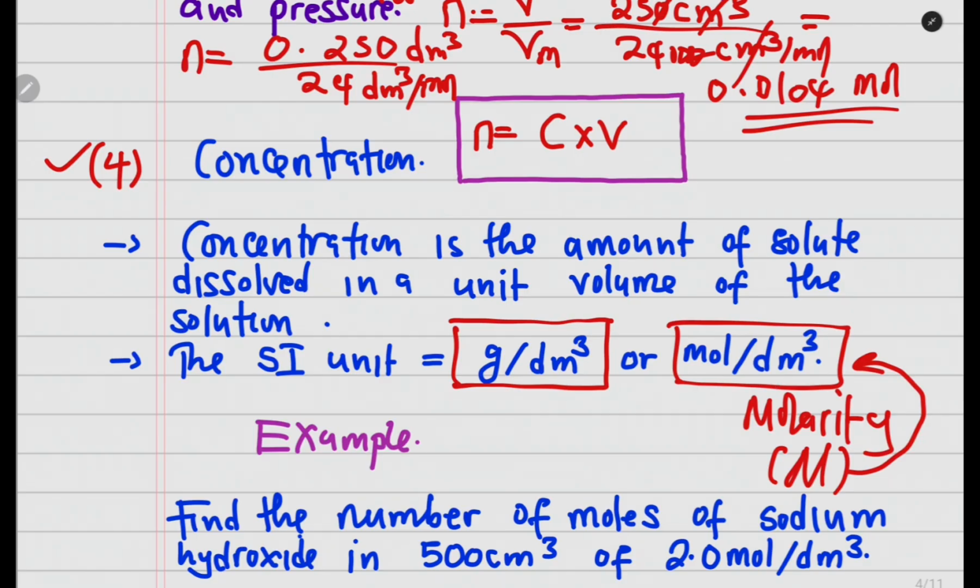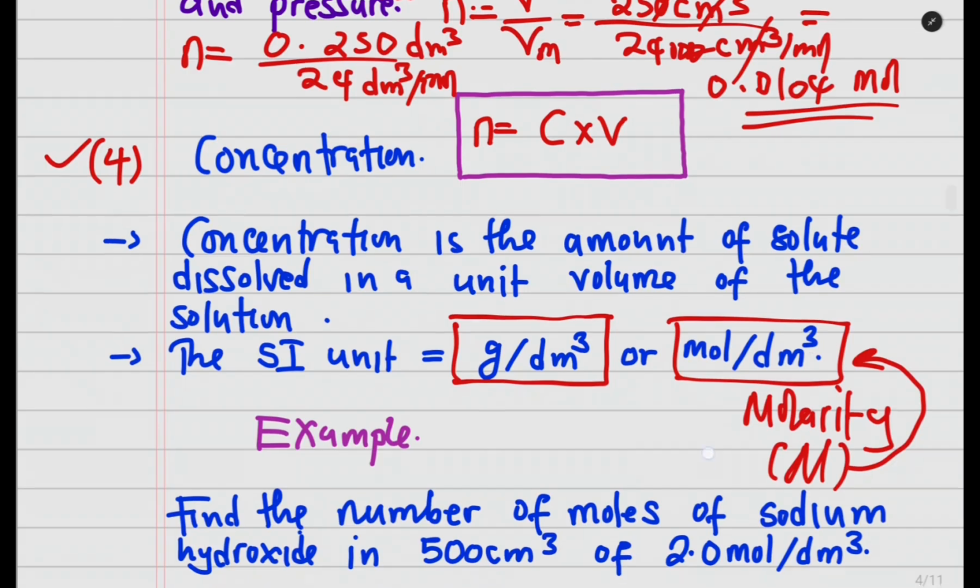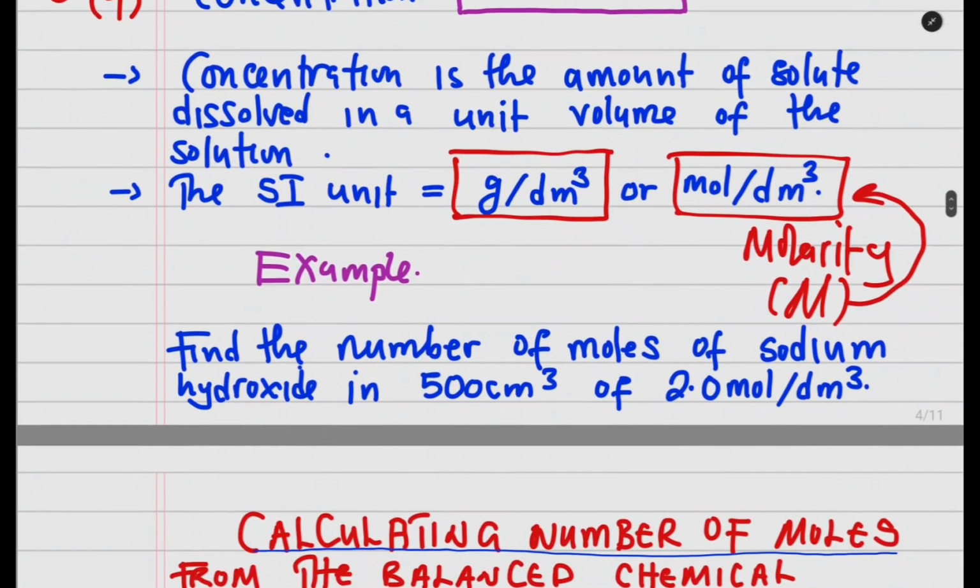In that case, you need to consider some calculations. But if you are given grams per decimeter cubic or mole per decimeter cubic, the units of concentration are still okay. Let us have a look at the question. So find the number of moles of sodium hydroxide in 500 cubic centimeter of 2.0 mole per decimeter cubic.